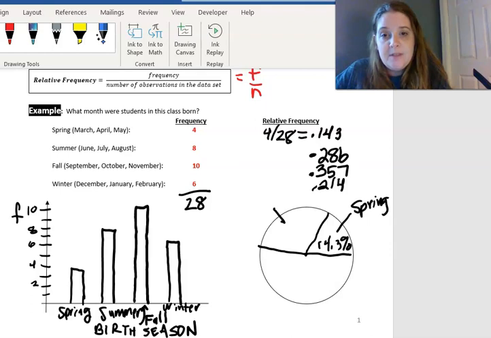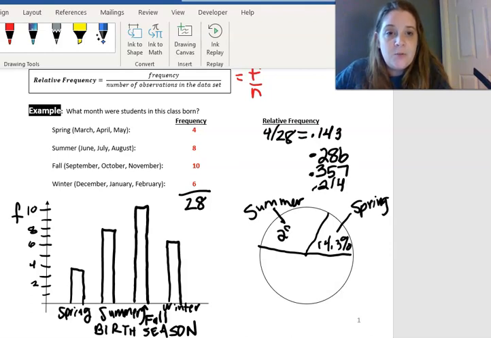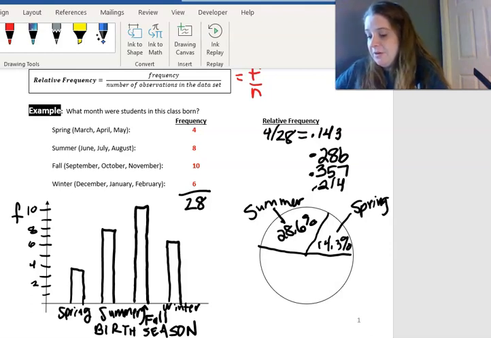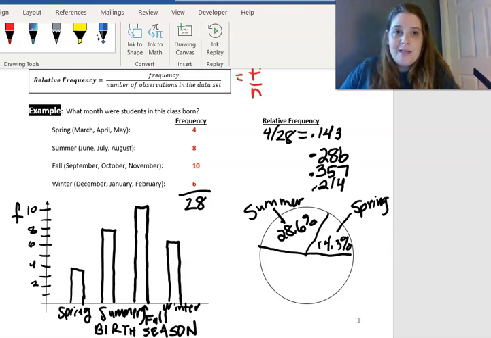Okay, I'm going to label this one summer. And that is 28.6% there. 0.357 times 360 degrees is about 128. Okay, so I think 135 is a straight, is a 90 degree angle plus 45 more degrees. So I'm going to try to shade somewhere in between there.